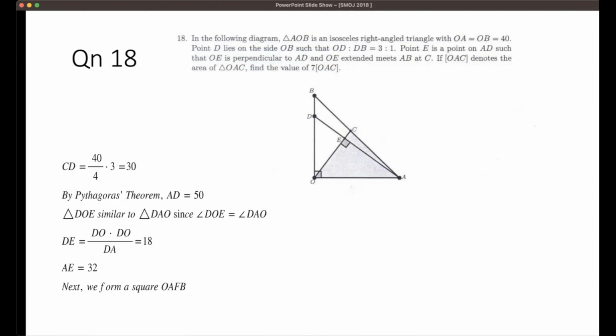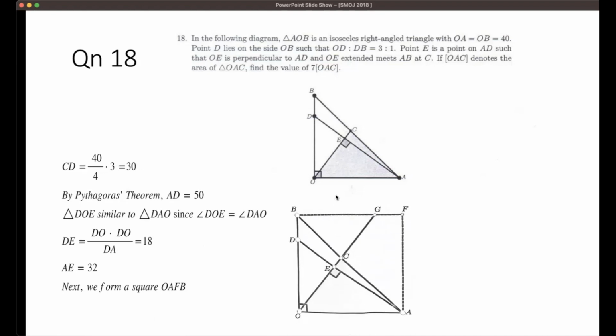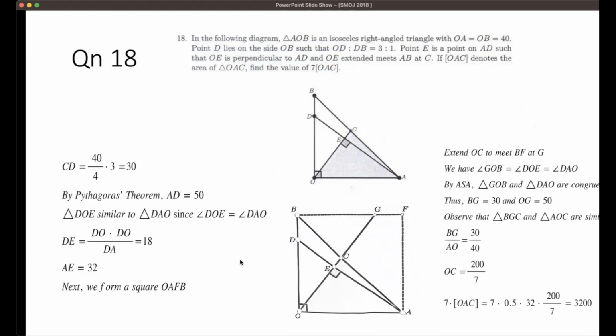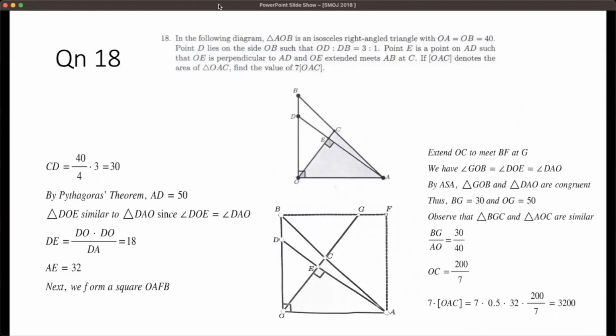Next, we form a square OAFB, shown from this figure. We extend OC to meet BF at G. This gives us angle GOB equals angle DOE equals angle DAO. And by the ASA property, triangle GOB and triangle DAO are congruent. Thus, BG equals 30 and OG equals 50.